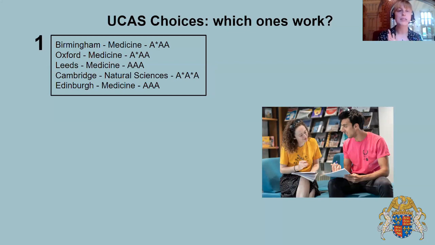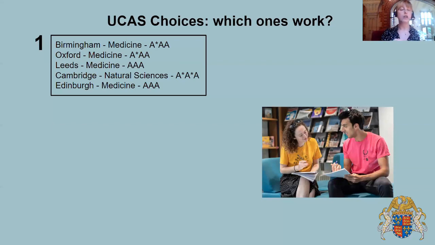So this hypothetical applicant has selected Birmingham, medicine, and the entry requirements are A*, AA. They've also selected Oxford for medicine, A*, AA are the entry requirements. Leeds for medicine, 3 A's are the entry requirements. Cambridge, natural sciences, 2 A* and an A, the entry requirements there. And Edinburgh medicine, 3 A's.